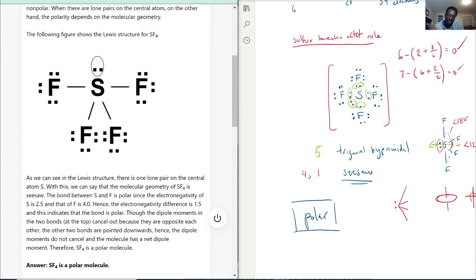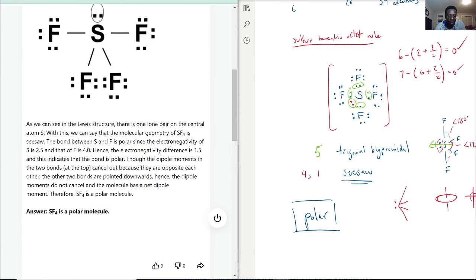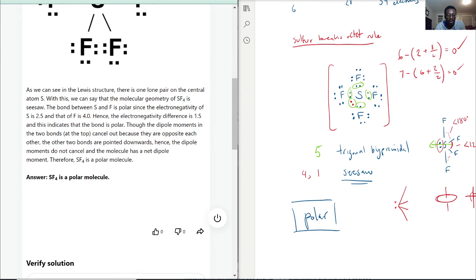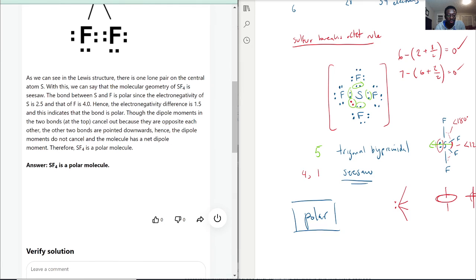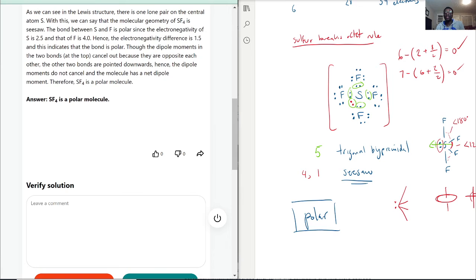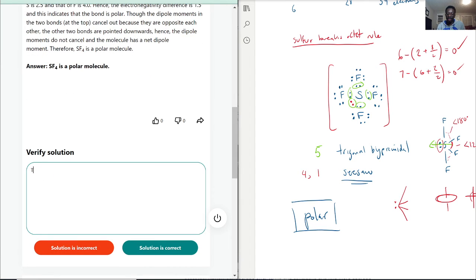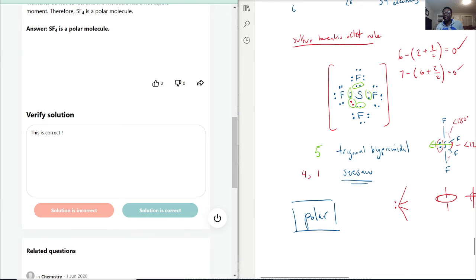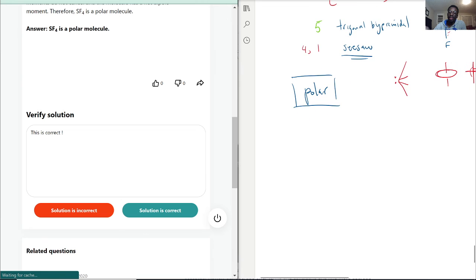So drawing the molecular shape is crucial in understanding what type of molecule you have, whether it's polar or non-polar. So yeah. So with that being said, SF4 is a polar molecule, and this is correct. So with that being said, let's move on now to question number 19.